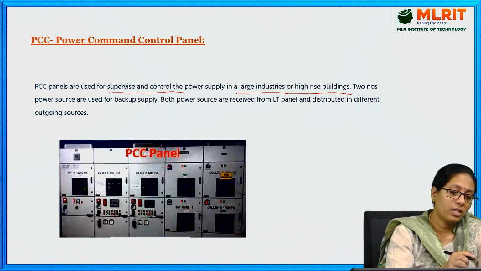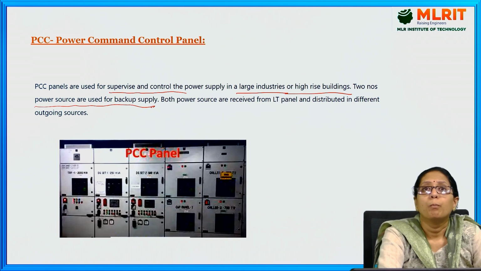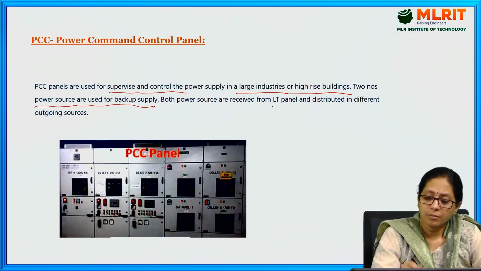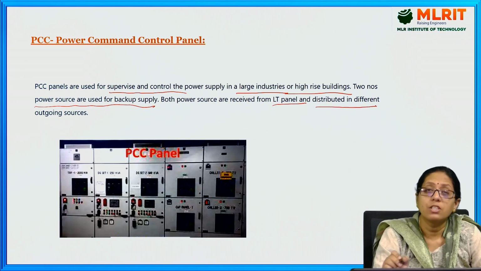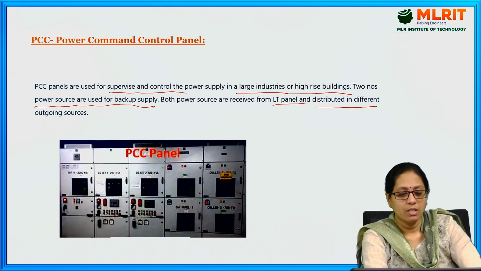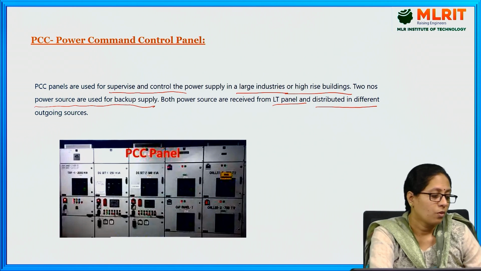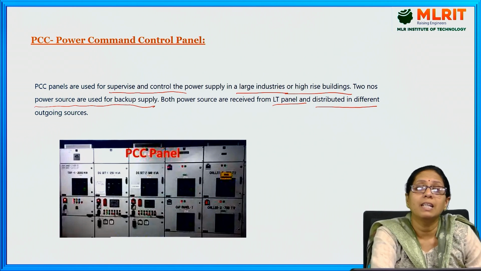Two numbers. Here you can see the power sources are used for backup supply. Both power sources are received from the LT panel as well as distributed to different outgoing sources also. That means for HT as well as for LT. For most of the large industries, we will be using HT, but this can be used for LT panels also. HT means high tension, LT means low tension, that is for low voltage ratings also.